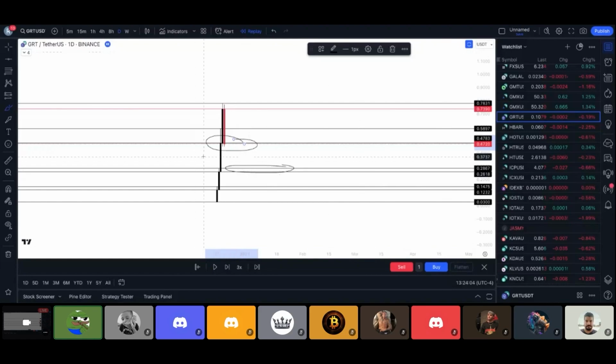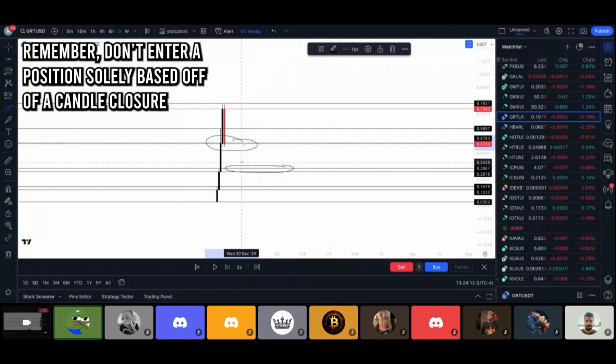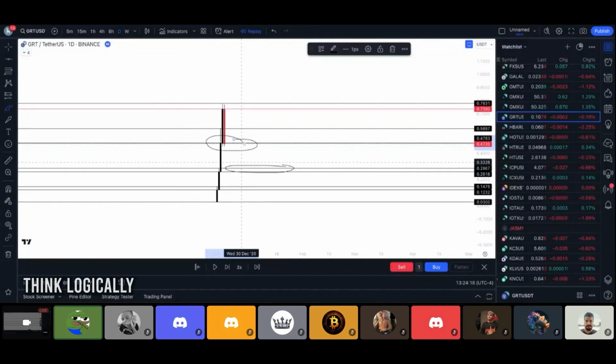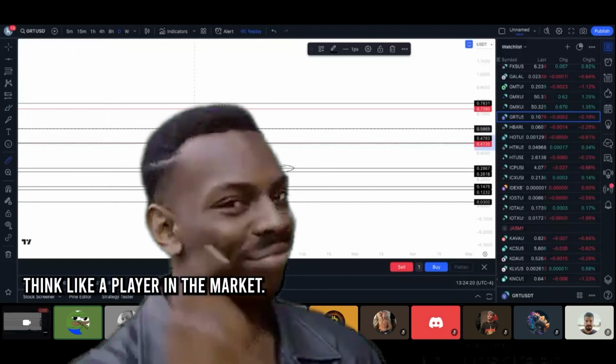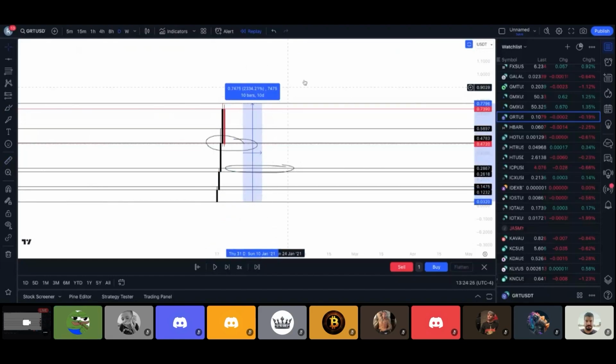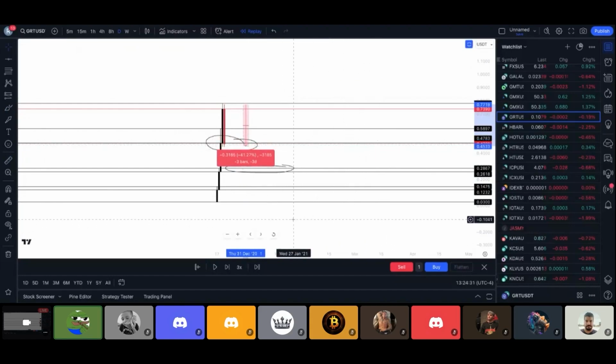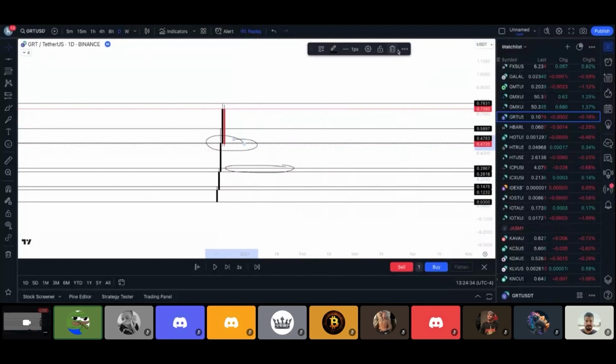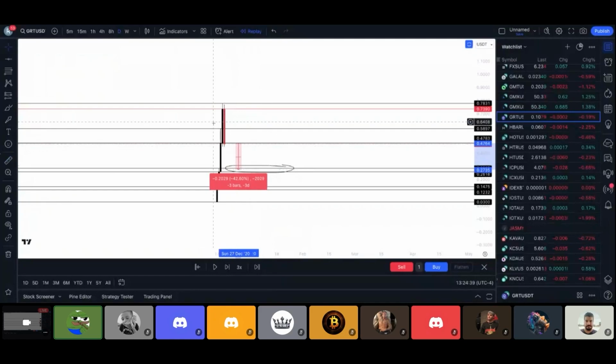Okay. So what we're going to do here, we're not looking to short because the candle closes below. Remember, don't enter a position solely based off of a candle closure. Think logically. Think like a player in the market. Other people are playing the market as well. If the price moved up 2,300 plus percent, and the price just rejected 41%, do you think they're going to let people get away with a free short right here because the candle closed below one candle closure right down here? Do you think they're going to let people get away with a clean short right here?